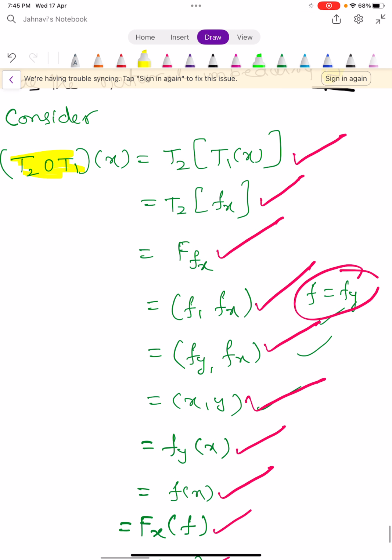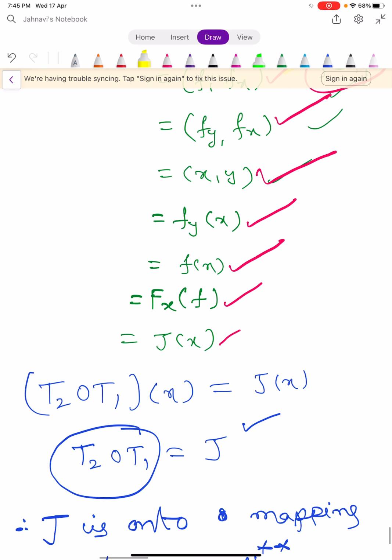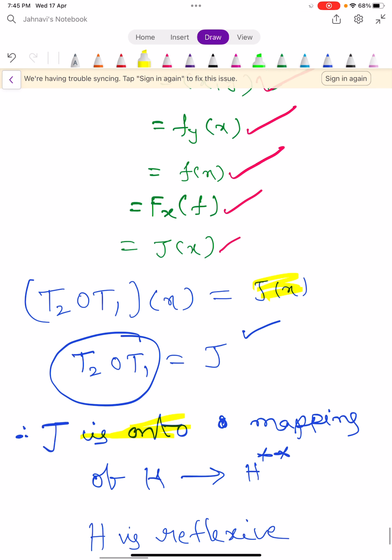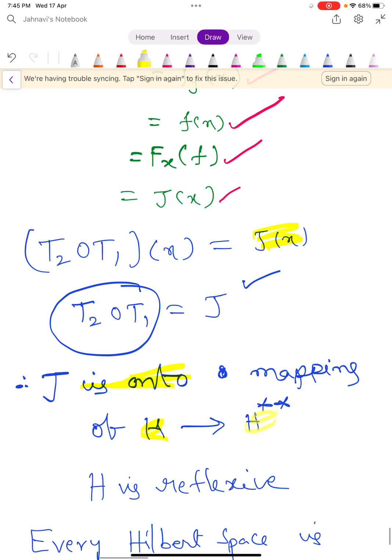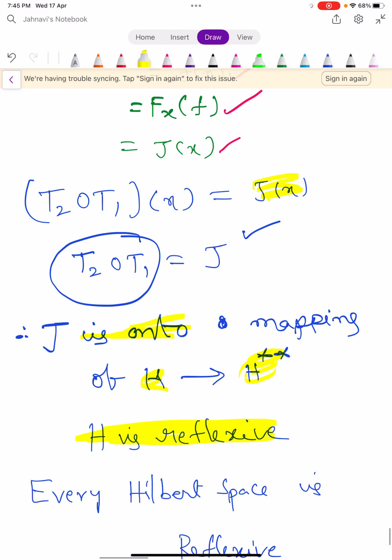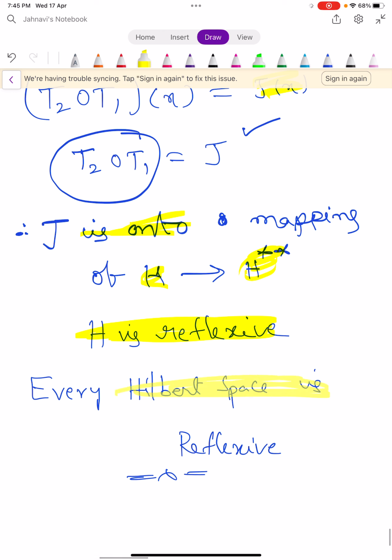So I think you understand this derivation part already. So T2 circle T1 of x is equals to J of x. Therefore J is onto mapping of H into H double star. Therefore H is reflexive. What it means? Every Hilbert space is reflexive. That's it. This completes the proof of our theorem.